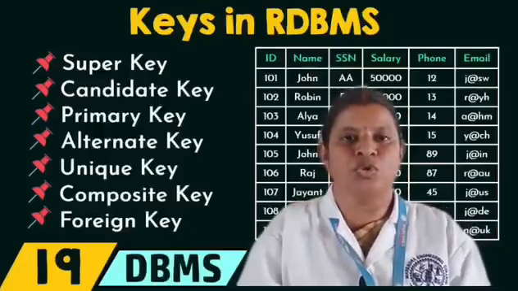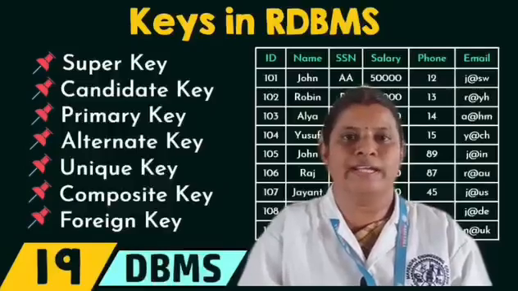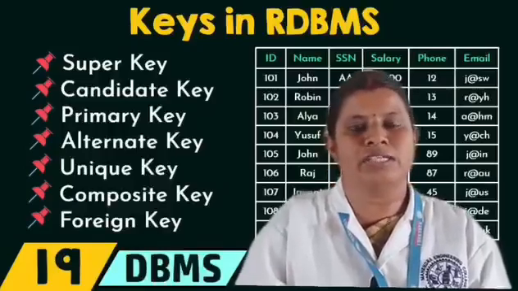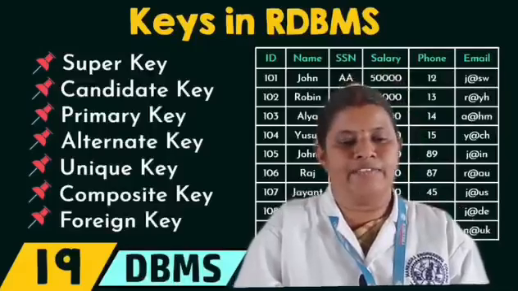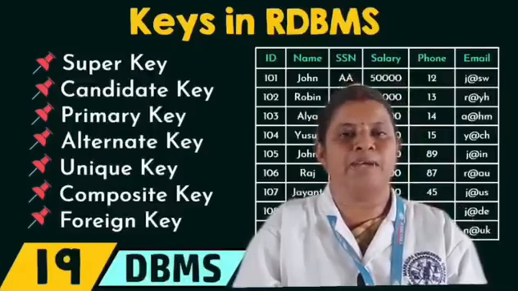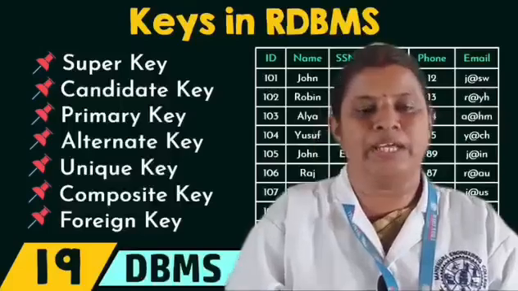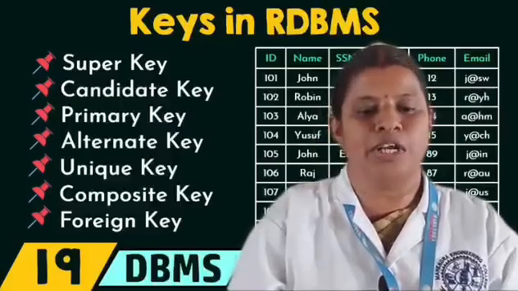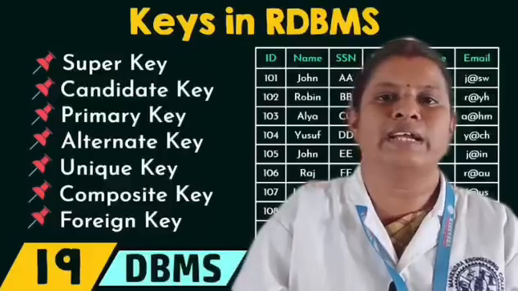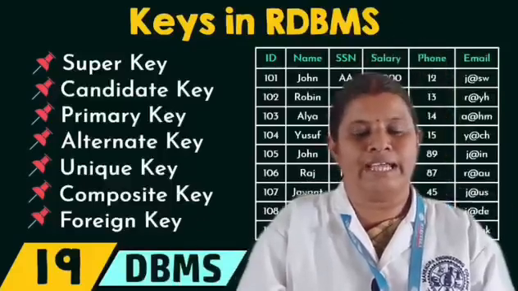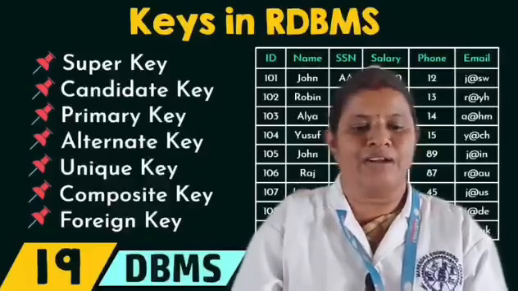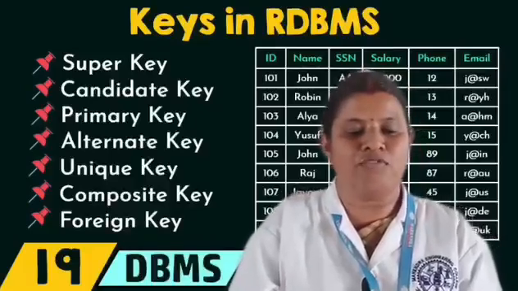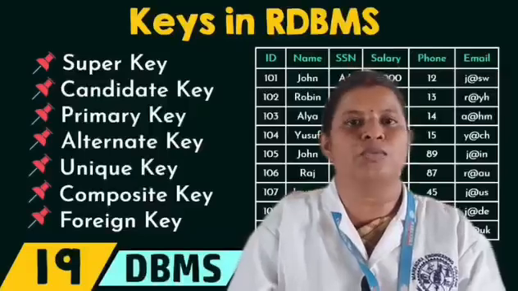A primary key is used to uniquely identify a record in the table. A foreign key links one table to another table. A candidate key is a field that can become a primary key. A super key is a set of attributes that uniquely identify the data in the table. An alternate key is a candidate key that is not selected as the primary key. A composite key is a key formed by combining two or more attributes.